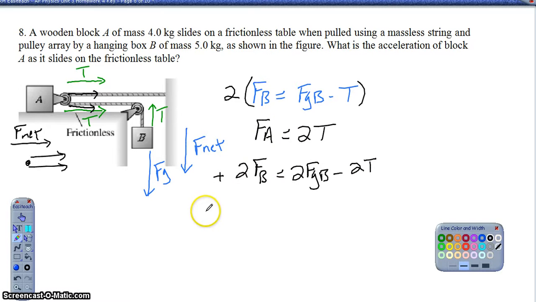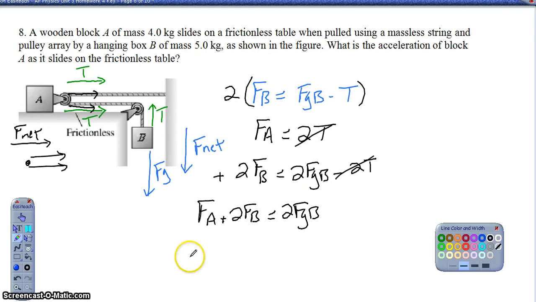So then I can add these two equations up. I get the net force on object A plus 2 times the net force on object B equals 2 times the force of gravity of object B, and then my tensions conveniently cancel out, right? Again, not the only way to do it. You could have also used substitution. You should have got an equivalent mathematical expression.